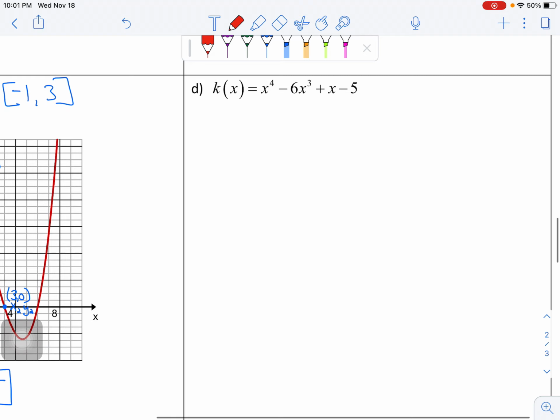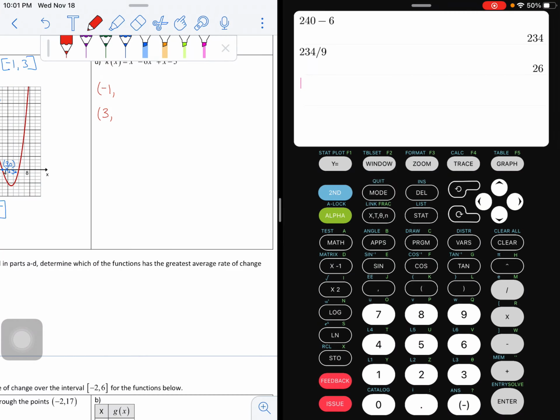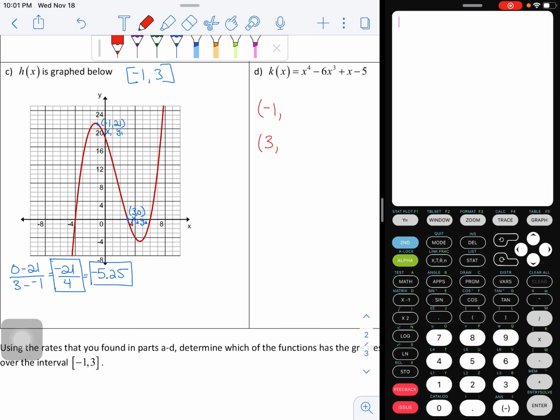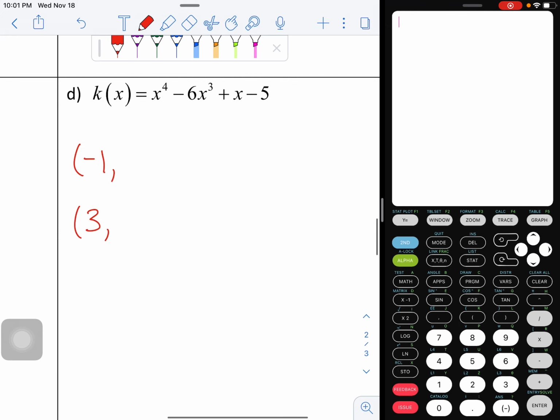Okay, part D. Oh, we've got a function again. All right. So I need to know what's happening to this function at -1, and I need to know what's happening to this function at 3. So I'm going to show you actually a slightly different way to do this one. I'm going to go ahead and pop up Calculate 84 again. All right, it actually still has the stuff from my last problem, so let me clear that out.